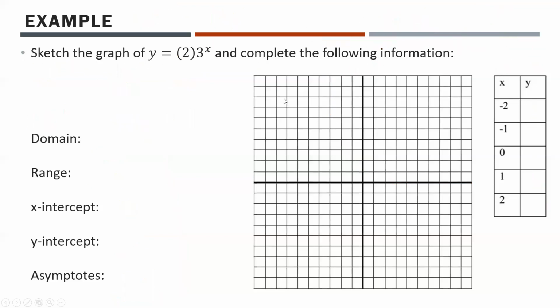Moving on, next one: sketch the graph of y is equal to 2 times 3 to the power of x and complete the following information. So this one, we're throwing a coefficient out in front. Hopefully that's going to change some of this information. Maybe it will, maybe it won't.